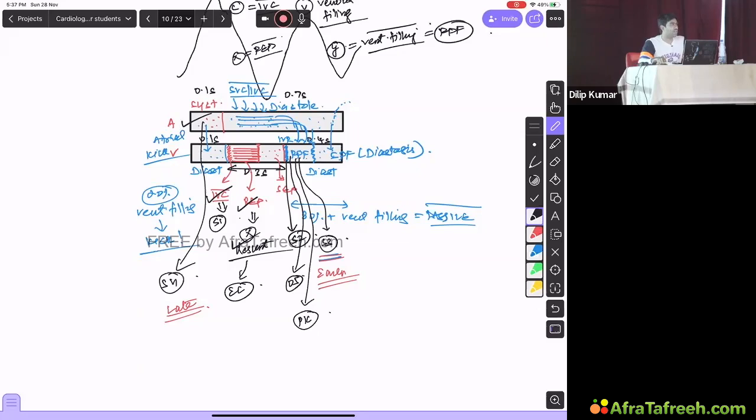Now you know what the early diastolic sounds are, in order: opening snap, pericardial knock, third heart sound. The late diastolic sound is S4. The most important late diastolic sound is S4. And the ejection click happens during the rapid ejection phase. Are you understanding or not?